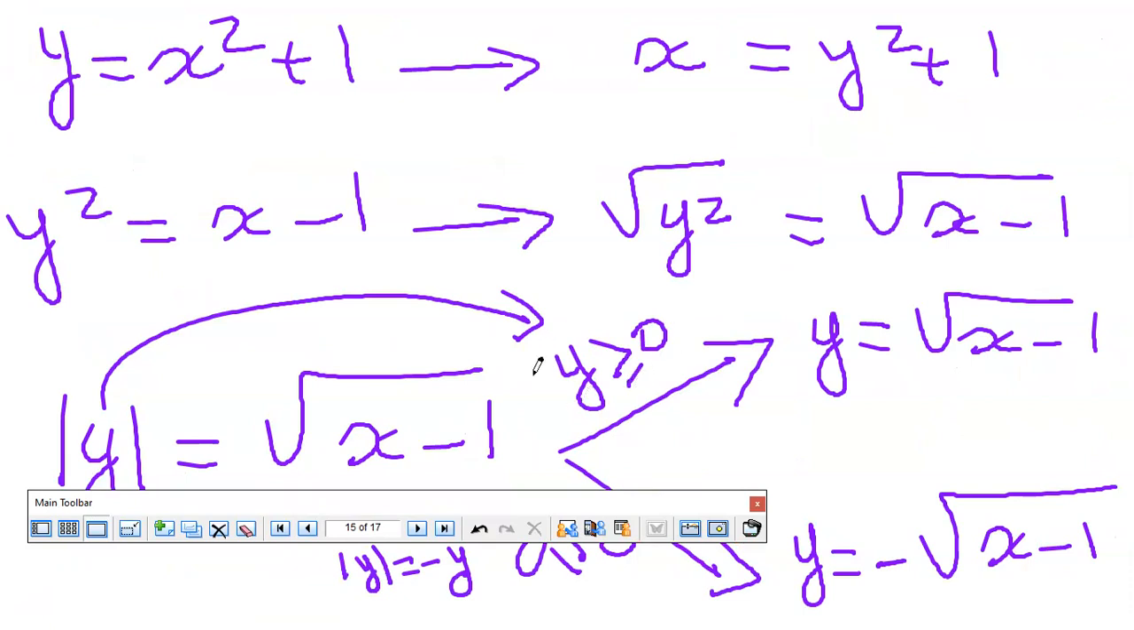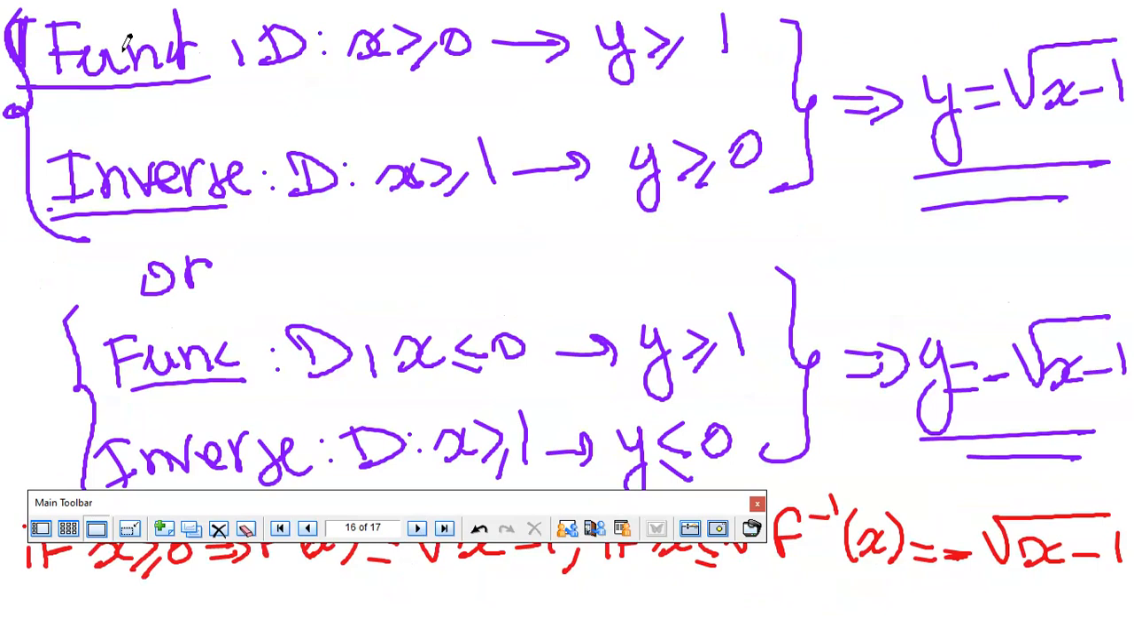It means this is going to be the domain of f. So for x bigger or equal than 0, y is bigger or equal than 1. So the domain of the function for x bigger or equal than 0, the range will be bigger or equal than 1. And the inverse function will have, this is its domain, this is its range. We switch it. And the inverse function will be y equals radical x minus 1. Guys, you will see that in the graph now.